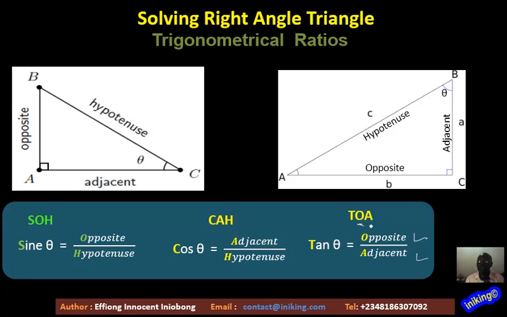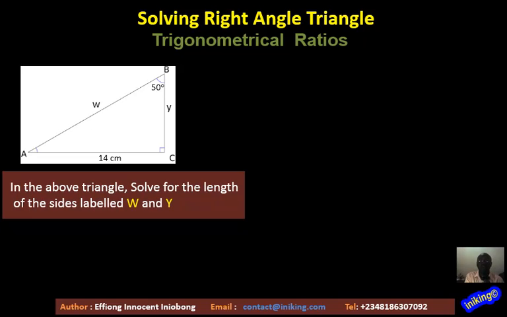That's why you arrive at TOA. Now with these three tools, we can handle right angle triangles when Pythagoras cannot do it. Look at our first example. Here we have a right angle triangle ABC. We are asked to solve for the sides labeled W and Y.